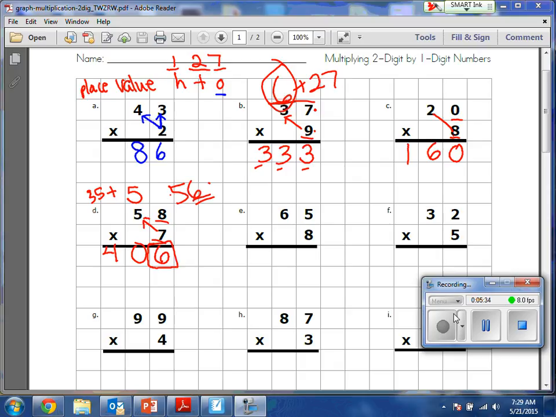All right, so that is how we do this multiplication, 1 digit times 2 digit. We're going to come back together and work on this in just a few minutes. So thank you for paying attention. When you're done, just go ahead and put your pencil down and have a look up at the board. I'll talk to you later.